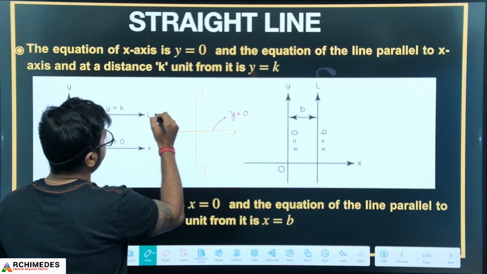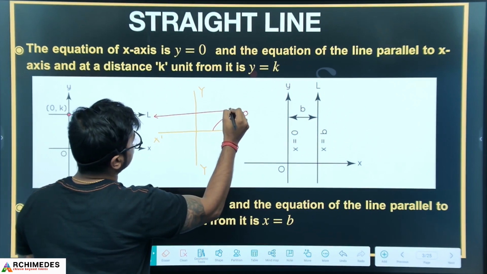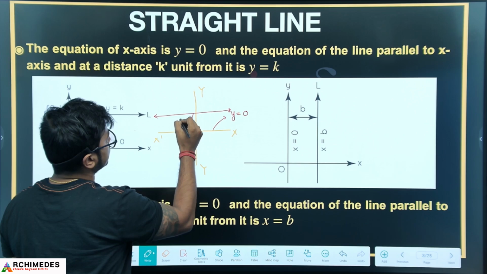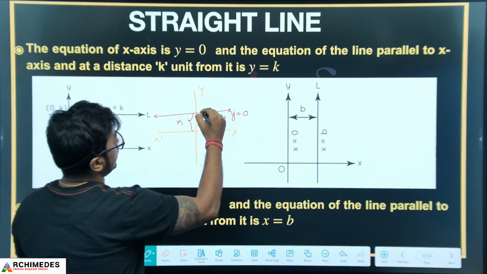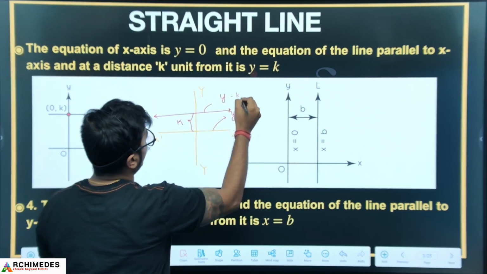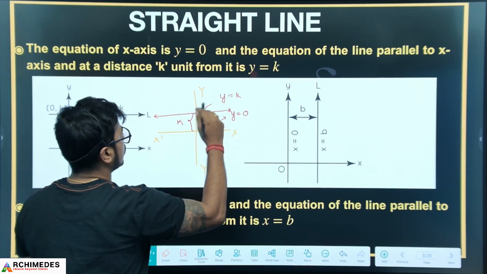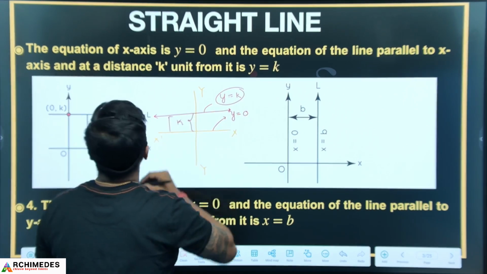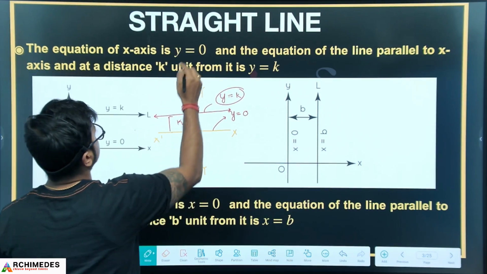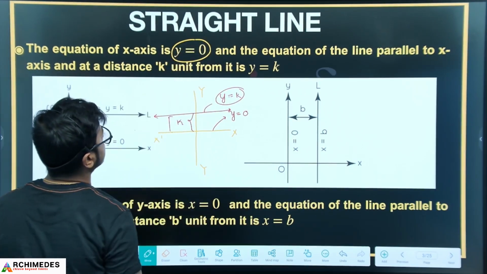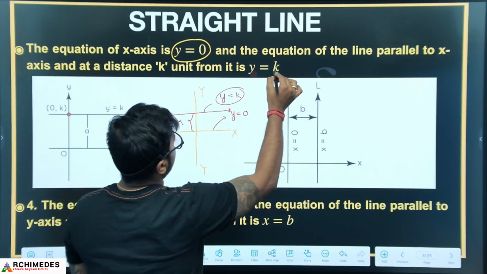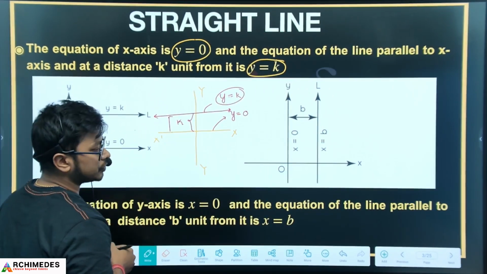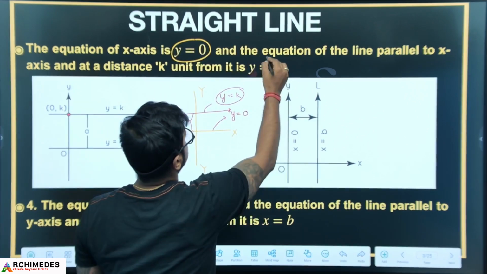Next, if we draw a line which is parallel to the x-axis at a distance of, suppose, k units, then its equation is y = k, because along the whole length y is constant. Whatever the k, the y height is the same, so y = k. So the equation of the x-axis is y = 0, and the equation of a line parallel to the x-axis is y = k. Am I clear? So these are the equations.